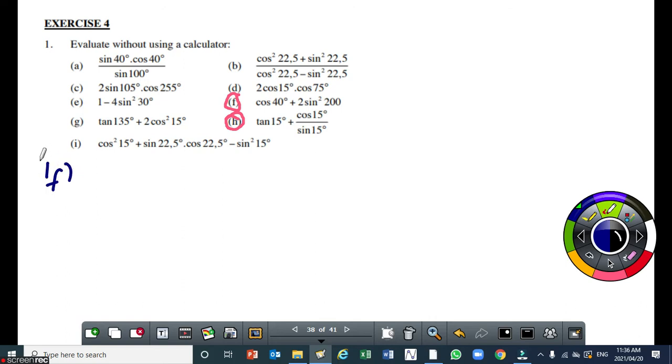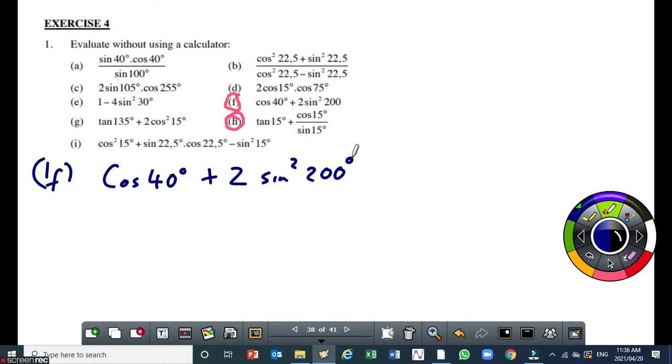So 1F, we have cos 40 degrees plus 2 sine squared 200 degrees. Right? Now, to do this question, we are using our knowledge of the double angles.